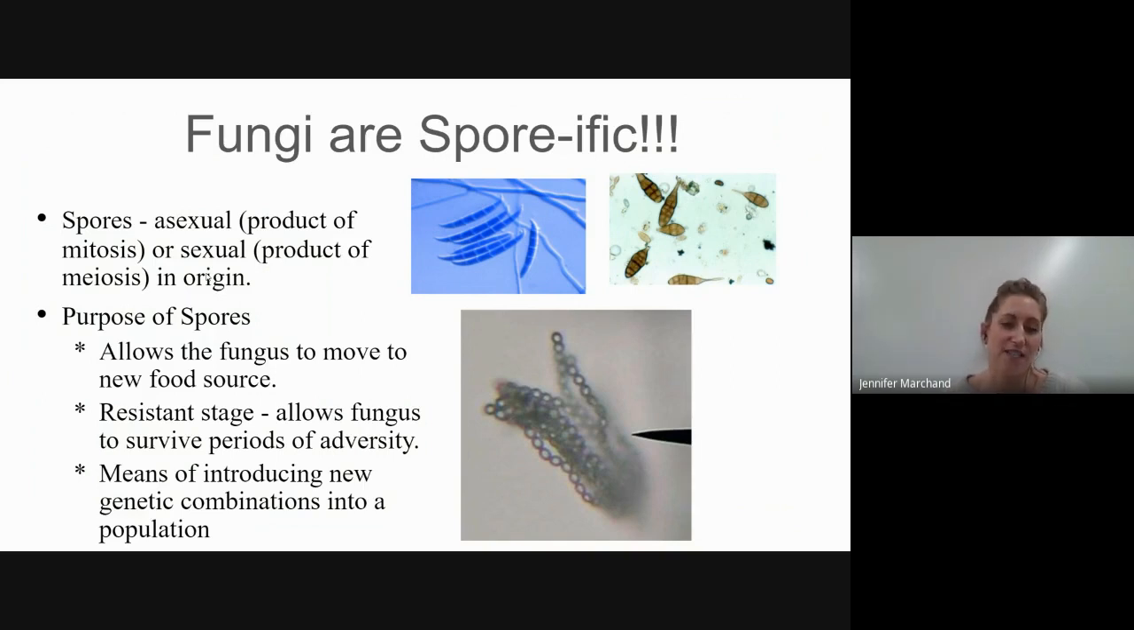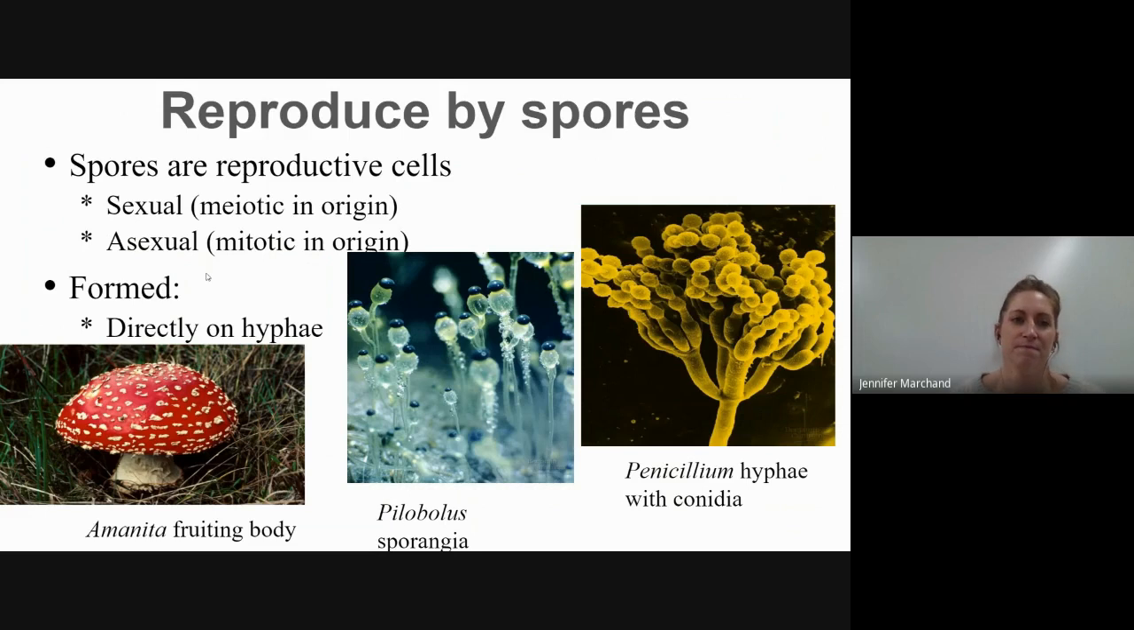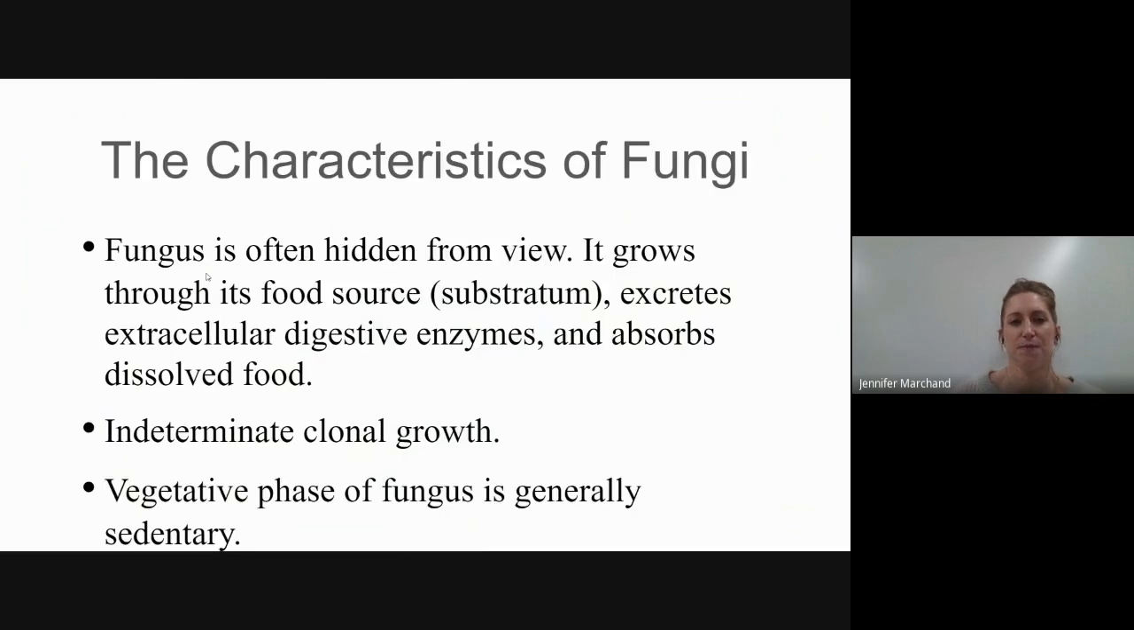They are very resistant, and it allows fungi to survive in very, very cold winters, like we have here in Michigan, or very, very hot places as well. This also helps to introduce new genetic combinations throughout their population. Okay, so a little bit more about how they reproduce, but truly just know that they reproduce by spores.